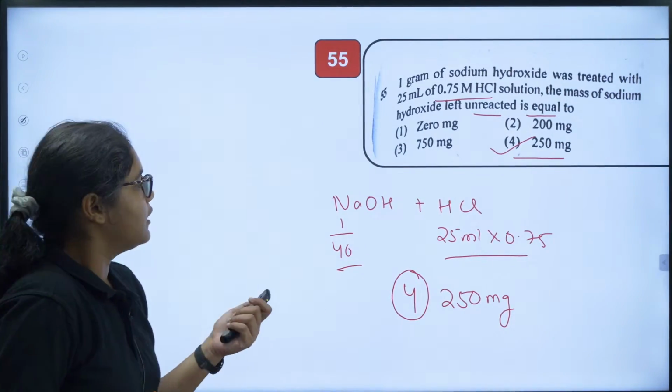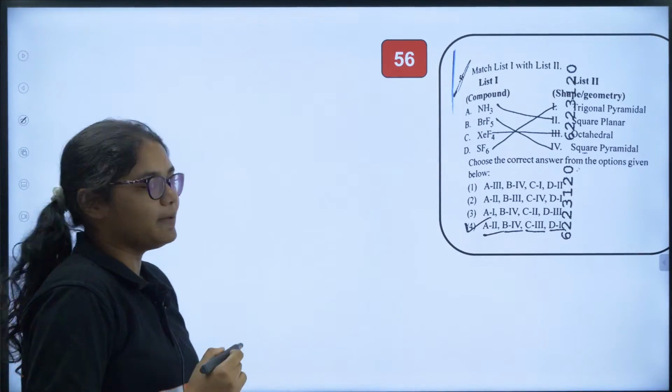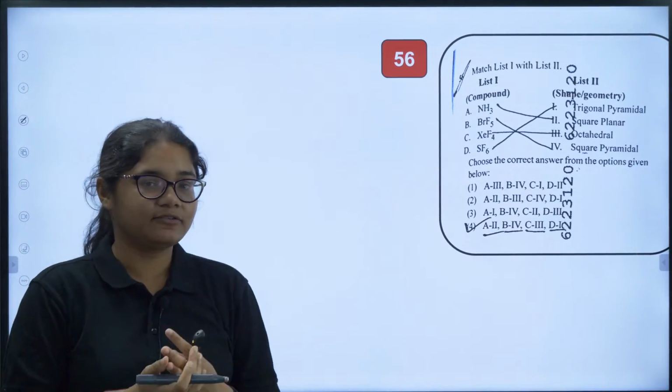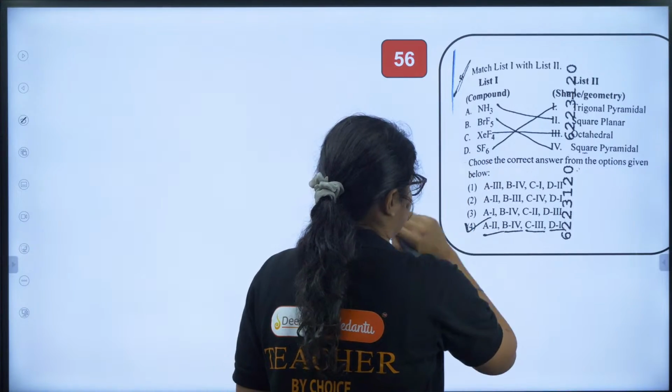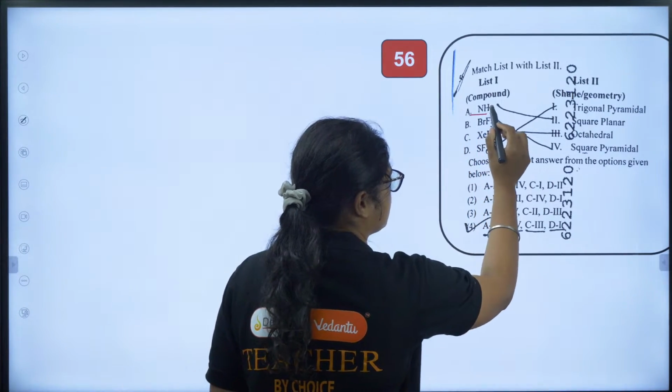Okay. Now let us see the next question. So again match the following. So this question is very easy from chemical bonding. Just you have to see the hybridization. NH3 is trigonal pyramidal. So A is your option number 1.